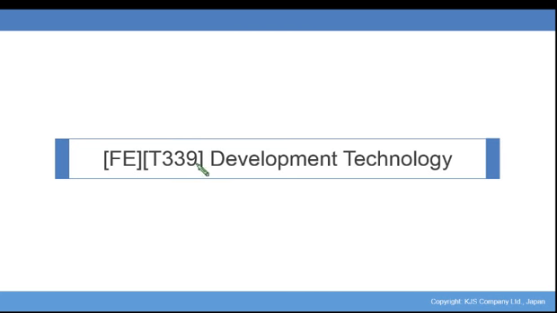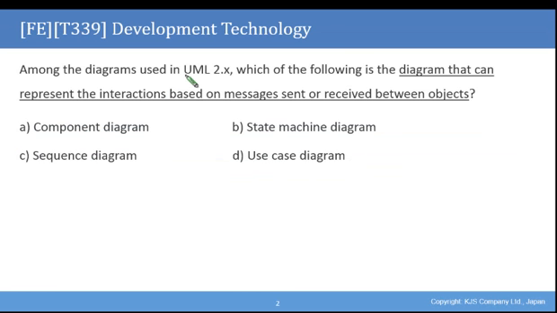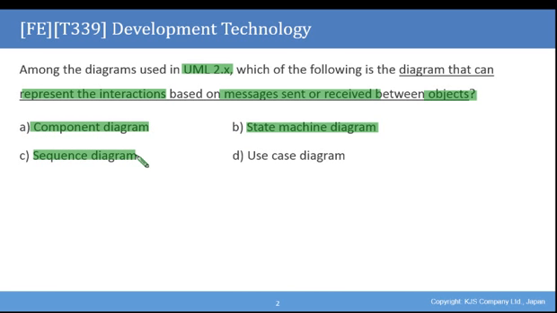This is T339, Development Technology. Among the diagrams used in UML 2.x, which of the following is the diagram that can represent the interactions based on messages sent or received between objects? A. Component diagram. B. State machine diagram. C. Sequence diagram. Or D. Use case diagram.